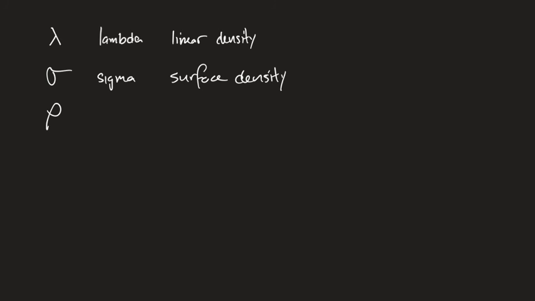And this is rho, which is a volumetric density. It's the same symbol that you were supposed to be shown in chemistry for density. I don't care if you were or not. This is not my first time saying it. So, have a chart.